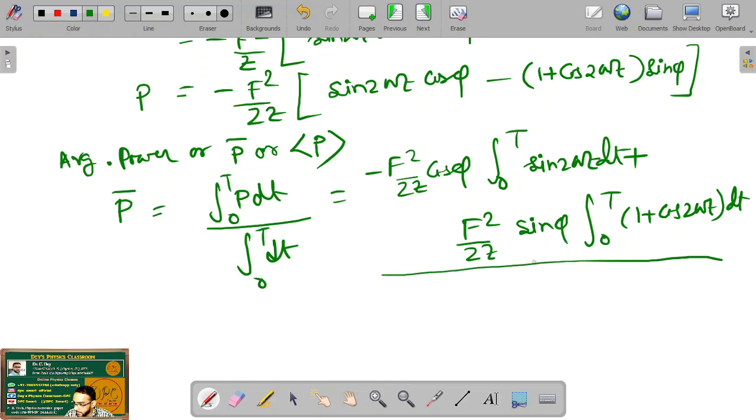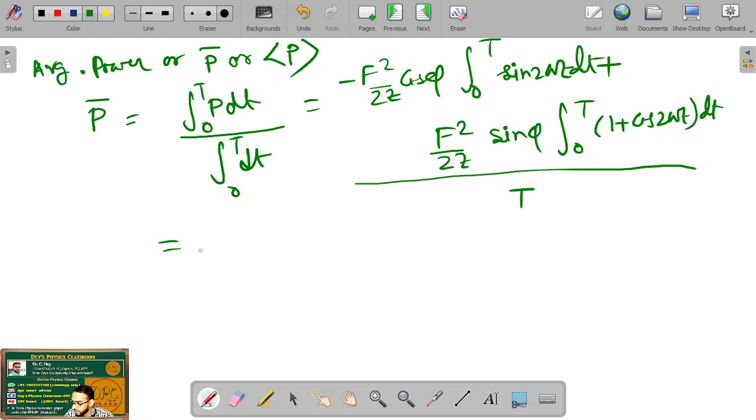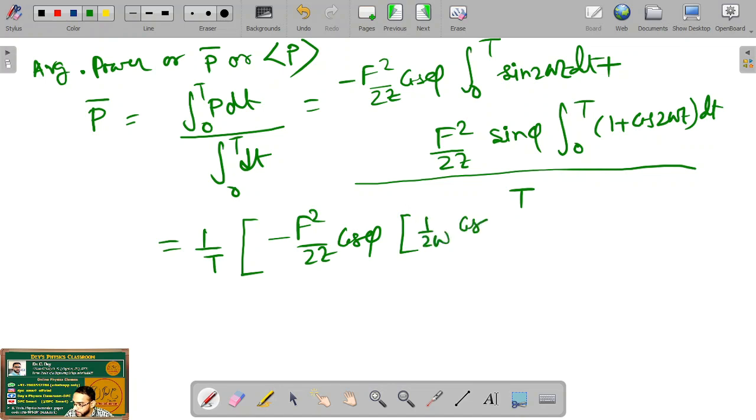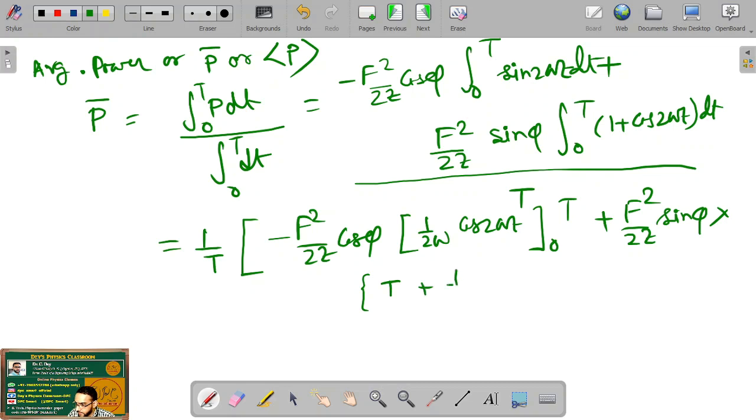whole divided by capital T. Or P bar would be 1/T into minus F²/2Z cos φ. After integration it would be 1/2ω into cosine of 2ωt, limit 0 to T, plus F²/2Z sin φ into t plus 1/2ω sin of 2ωt, limit 0 to T.